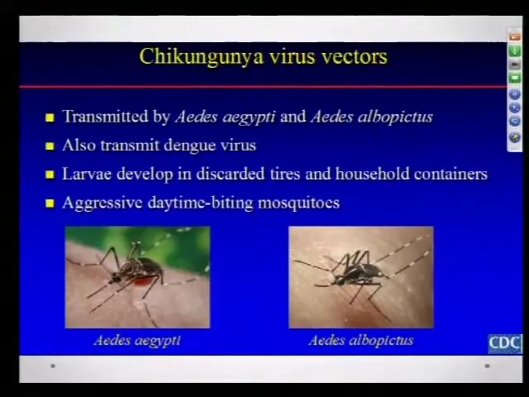This is how the wonderful Aedes mosquito looks. If you see it, smack it. Please don't try to make them pets. Okay.